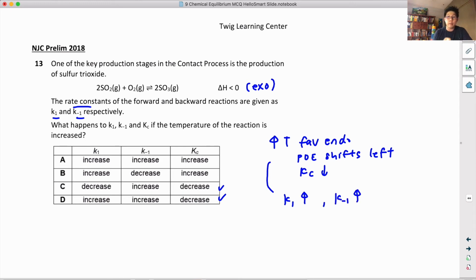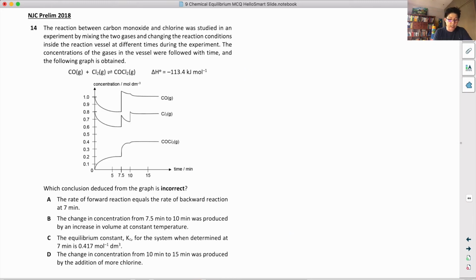But since the equilibrium shifts backwards, it means the increase in the backward rate constant is greater than the increase in the forward rate constant. But at the end of the day, when temperature increases, both will actually increase. So the answer is D. Okay, let's look at the next one, question 14.